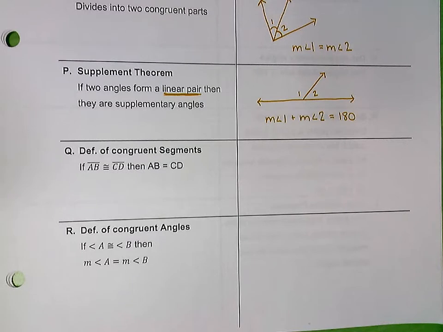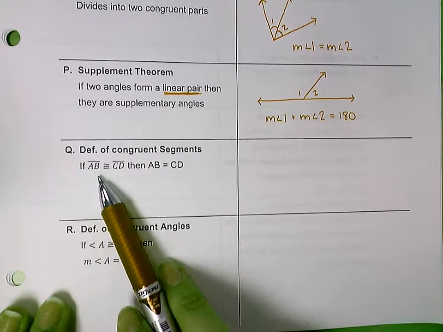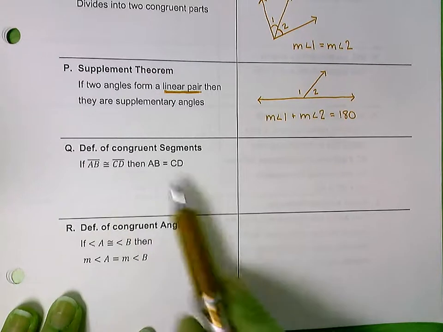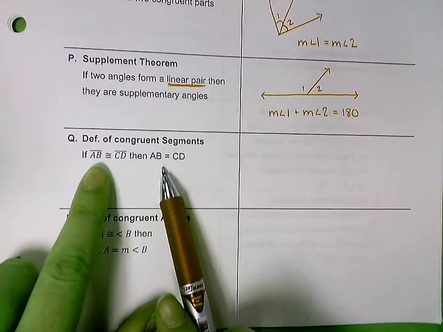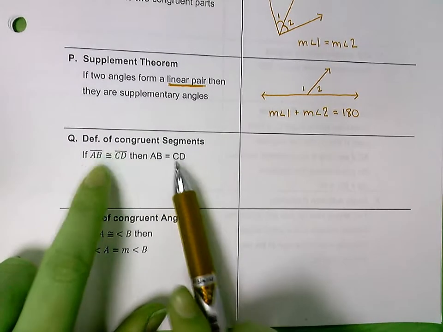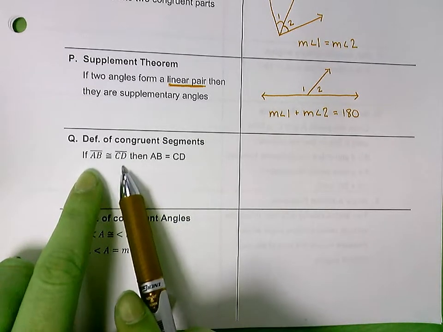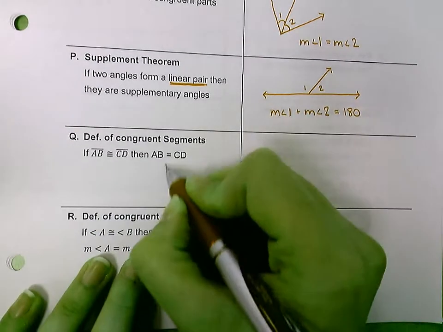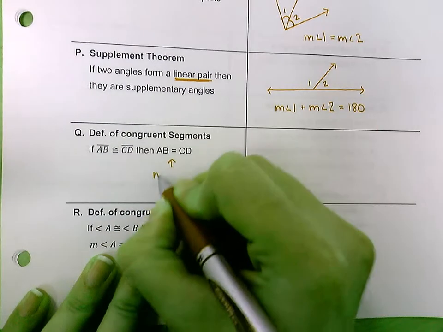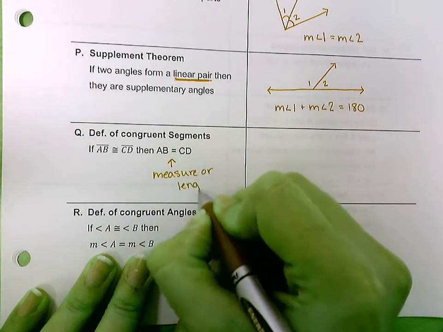Definition of congruent segments. This one you will use a lot. Okay? So if I have segment AB congruent to segment CD, then I know AB equals CD. Do you remember the difference between these two statements? This one is your congruency. It's just talking about the segments themselves. This one is talking about their measure or their length. Okay? So when you have it like this, that is the measure or the length.